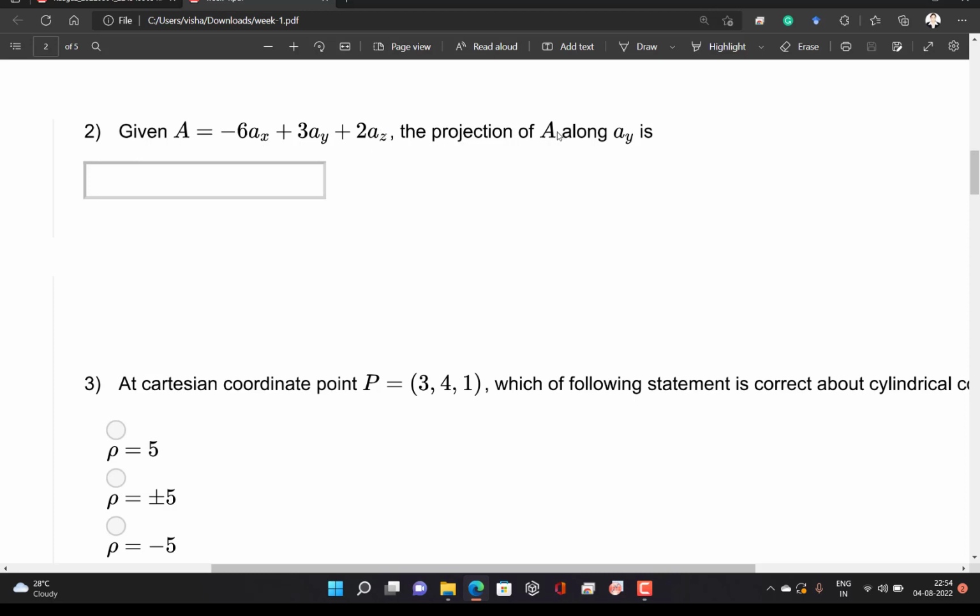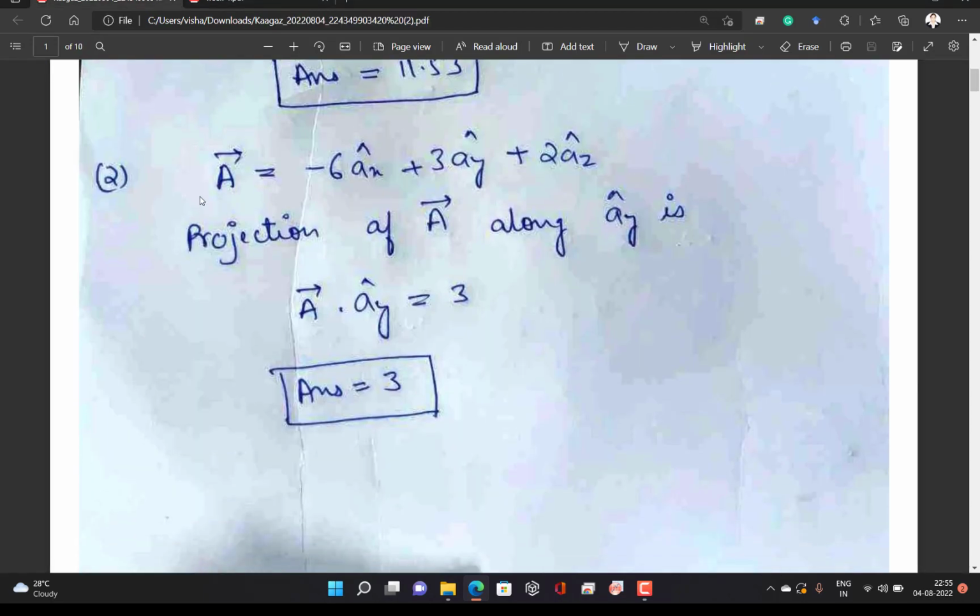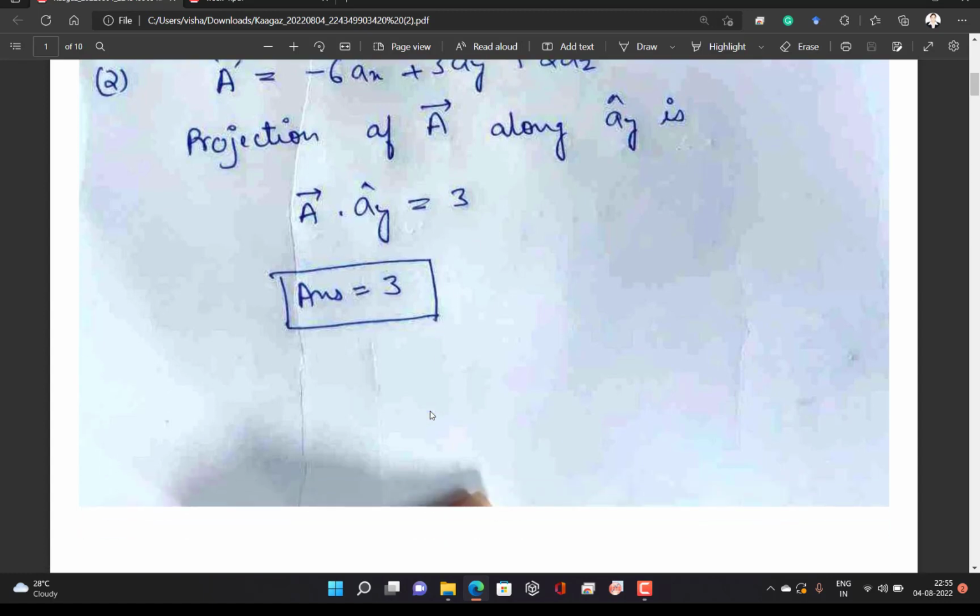The question is pretty simple. It's asking the projection of A along AY. So let's see how we are going to solve this question. For this question, we need to do the dot product of A and AY, and then we can find out the projection of A along AY. So A vector is minus 6ax plus 3ay plus 2az. So the projection of A along AY will be A dot AY is equal to 3. So the answer will be 3.